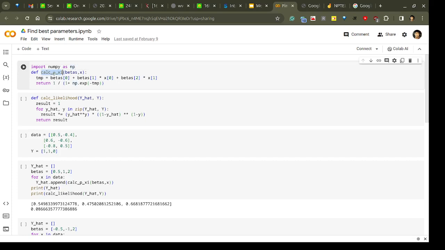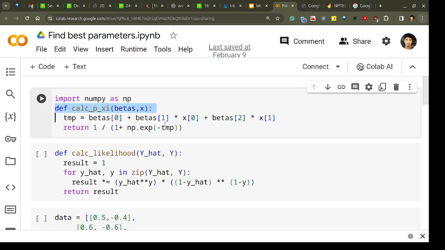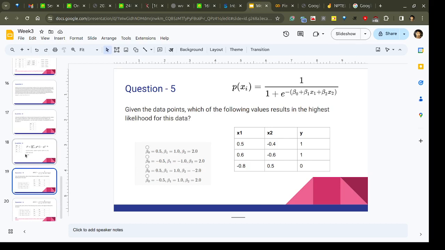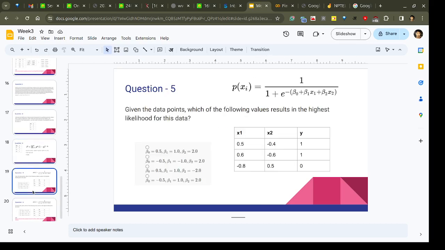So this is the main function. I hope it is okay. Let me zoom it a little bit. Okay, so basically we are trying to calculate p of xi, because here we are calculating p of xi given x, and by that we are able to calculate the likelihood. Here we are given x only, not p of x. So we are trying to calculate this. How to calculate p of xi? With this formula. Let's take one step at a time.